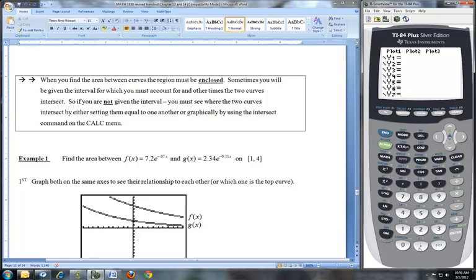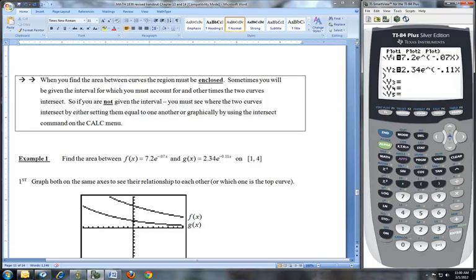I've got 7.2 second ln e to the negative 0.07x. And in y2, I'm going to put the other one, 2.34 second ln e to the negative 0.11x. Now, something peculiar about your calculator.